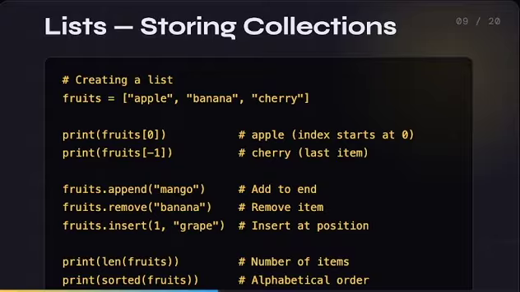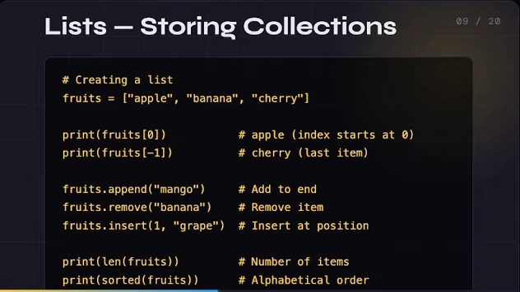A list is a collection of items stored in a single variable. You create a list using square brackets, with items separated by commas. You access individual items using their index. Remember, Python starts at 0, so the first item is at index 0, the second at index 1, and so on. A negative index counts from the end, so -1 gives you the last item.